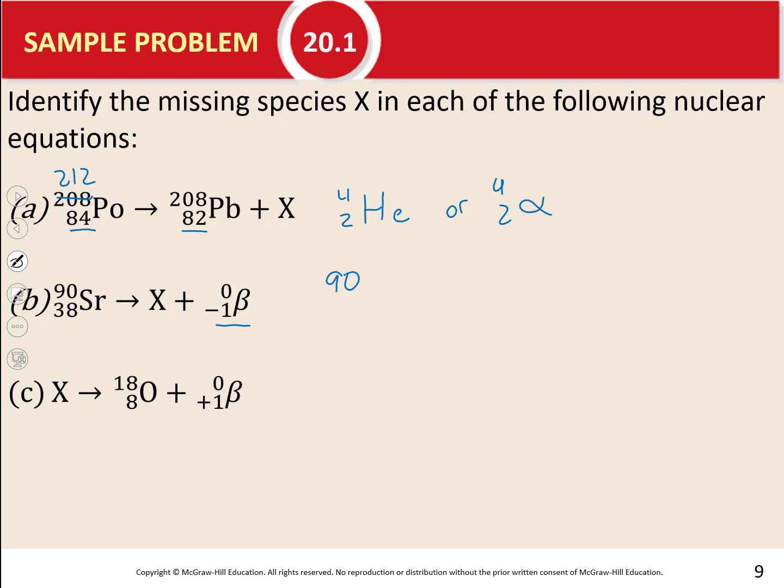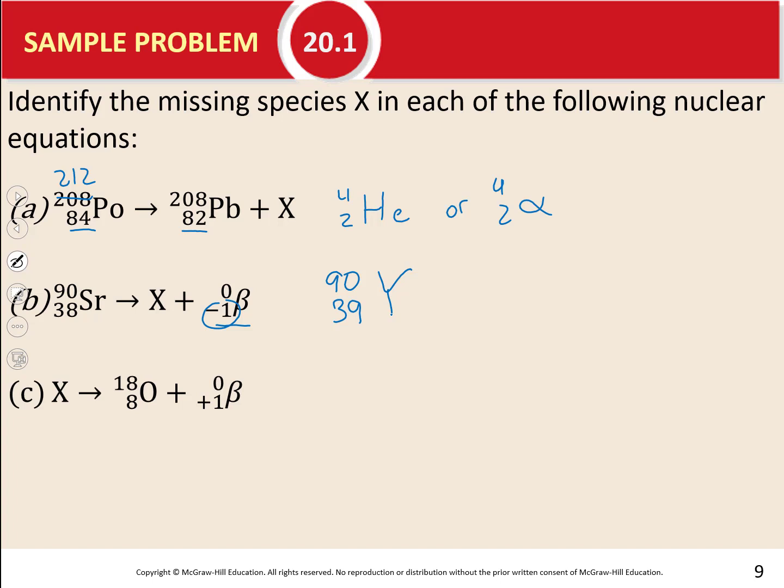But does it have the same atomic number? No. What must its atomic number be? Good, 39, because it has to balance out. So 39 and -1 have to balance out to that 38. So what element are we? You can give me the symbol. You don't have to pronounce it. Y. Good. Yttrium. So X, the unknown, must be yttrium 90. I'm not even sure if that's how you pronounce it, but that's how I pronounce it.